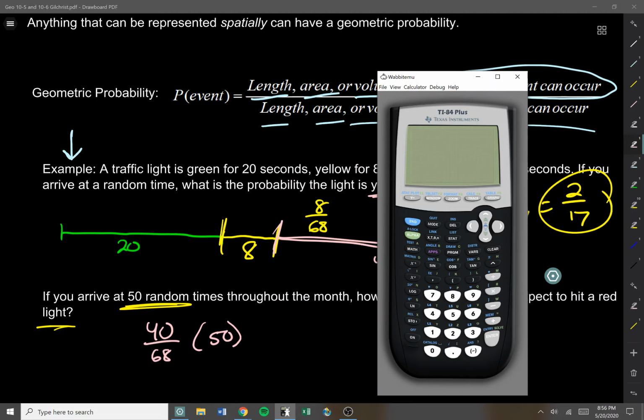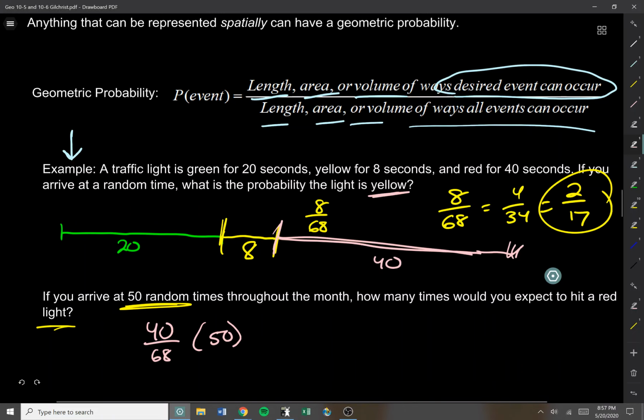So you turn on your calculator, hopefully. Maybe you don't. There we go. 40 divided by 68. The percentage of getting a red light is 58% of the time, so over half the time it'll be red. But if we multiply it by 50, that means if we arrived 50 times, we'd expect to have a red light 29.4 times.